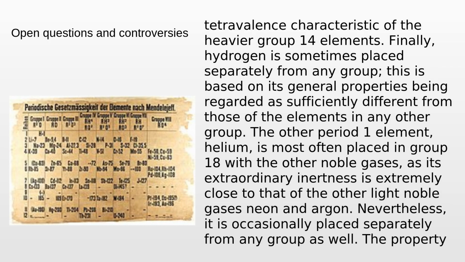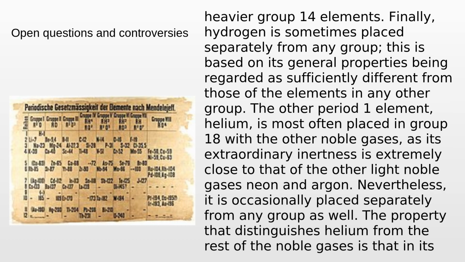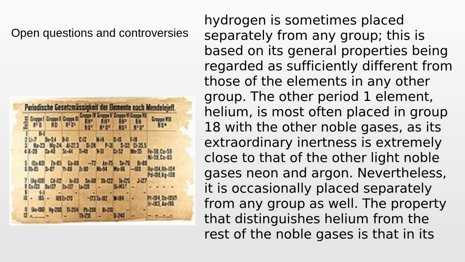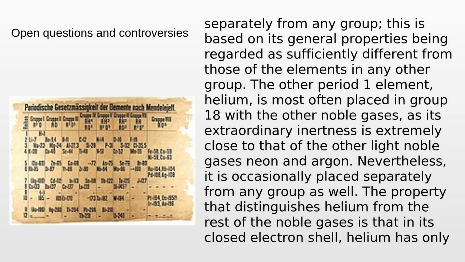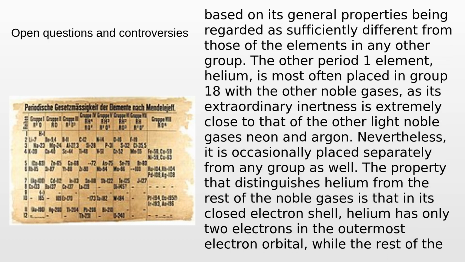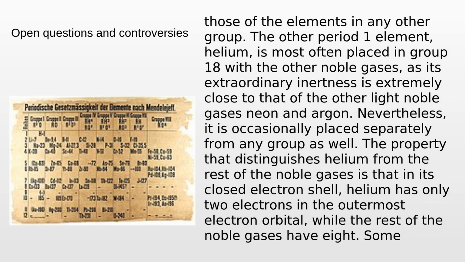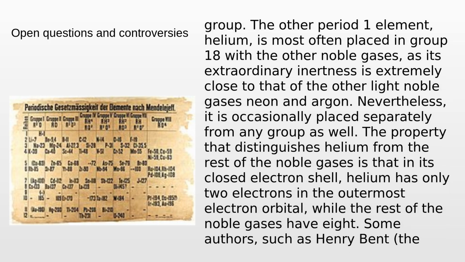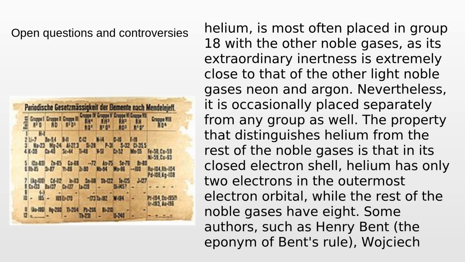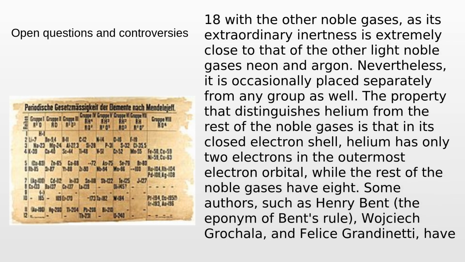Finally, hydrogen is sometimes placed separately from any group. This is based on its general properties being regarded as sufficiently different from those of the elements in any other group. The other period 1 element, helium, is most often placed in Group 18 with the other noble gases, as its extraordinary inertness is extremely close to that of the other light noble gases neon and argon.